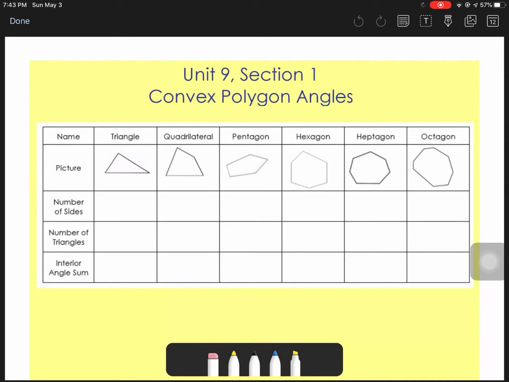Hey guys, so we are moving on to the last unit for the year. Woohoo, pretty exciting. So, unit 9 is going to be on polygons.